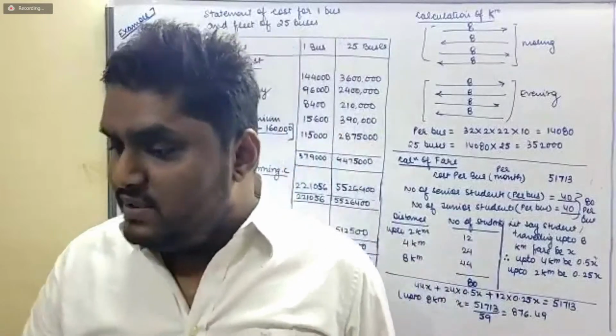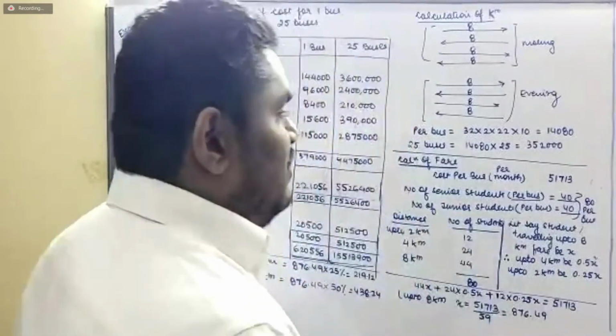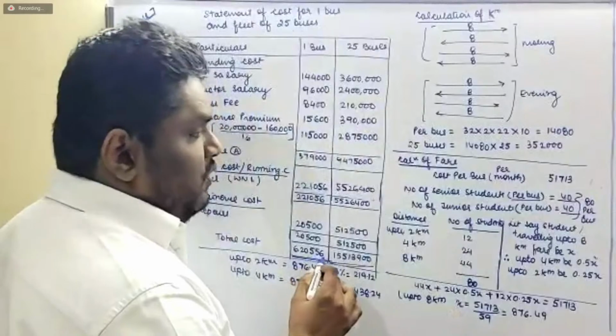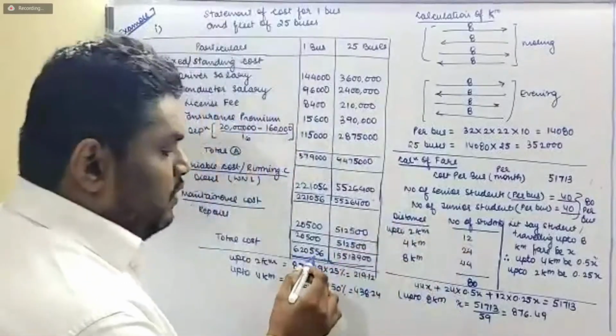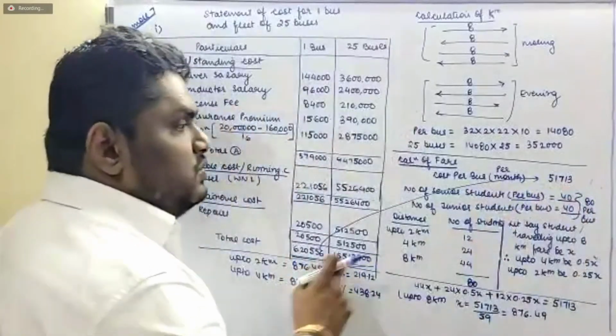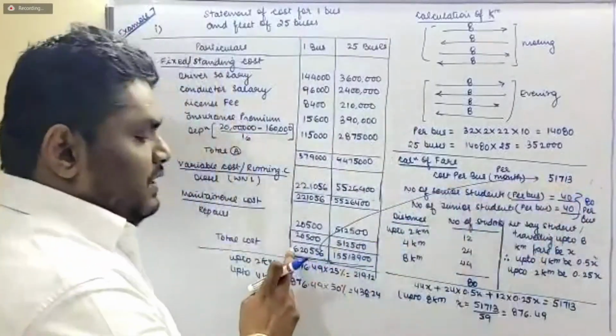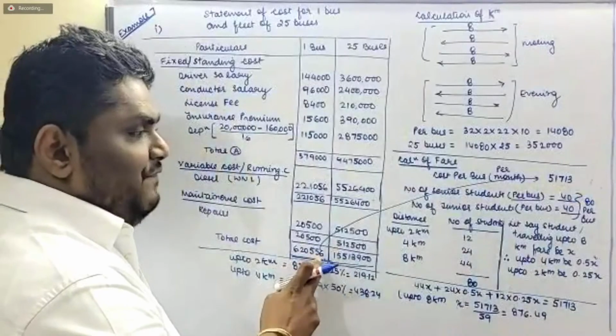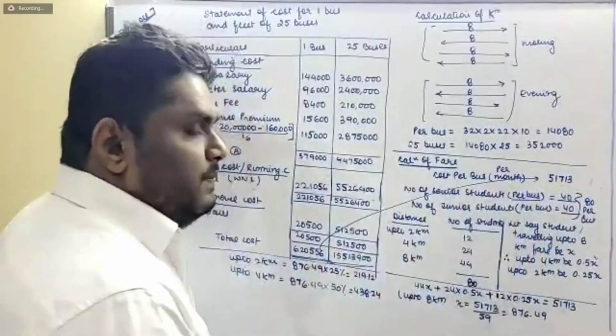How to get 51713? So the cost is 620,556, which is the yearly cost. So I have calculated the monthly cost, that is 620,556 divided by 12.